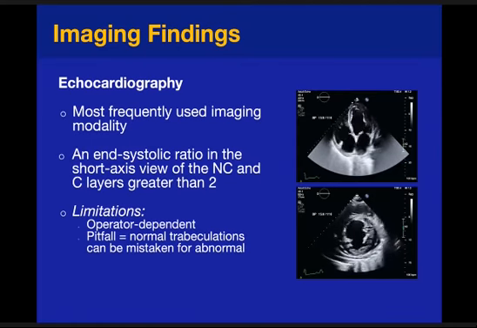Imaging findings for this patient: usually echocardiography is the most frequently used imaging modality. It's the first choice technique because of its low cost and wide availability. Similar to cardiac MRI, we take the ratio at end-systole between the non-compacted and compacted layers, so the measurement is more than 2 to be diagnostic. Limitations of this modality, like ultrasound, are that it's operator dependent, and a pitfall is that normal trabeculations can be mistaken for abnormal.